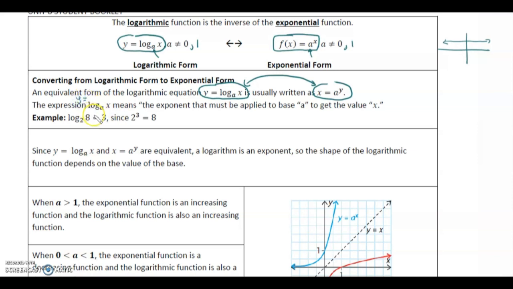Okay, the expression log base a of x means, and a lot of times they don't write this as y equals, so it's a little confusing because now you have to introduce that y. But what this means is the exponent that must be applied to the base of a to get to the value of x. That's what that means. So as an example, log base 2 of 8. What exponent do we need to apply to the 2 in order to yield the answer of 8? Well, it'd be 3. It'd be 2 to the 3 equals 8.